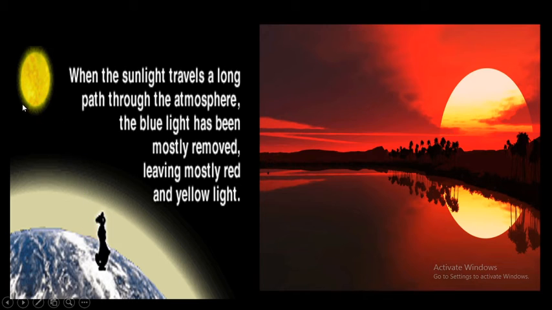So if the path is longer, for example at sunset, the sun's light travels a longer path, so all the blue light disappears. What remains? Mostly red and yellow light. So basically, blue light is being removed as it travels a longer path, leaving mostly red and yellow light. Okay?